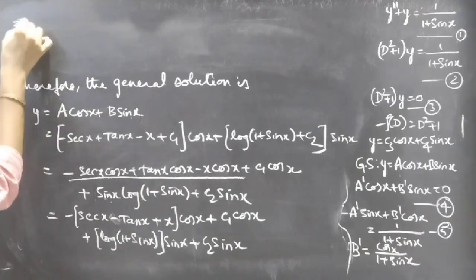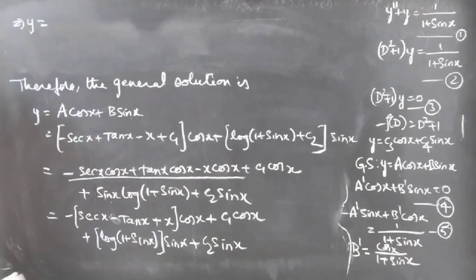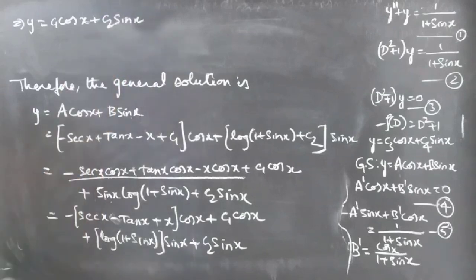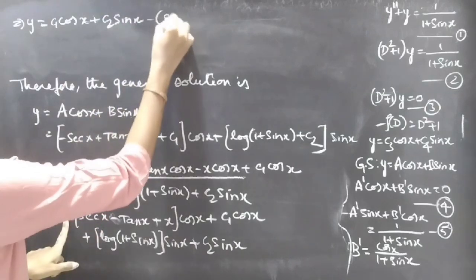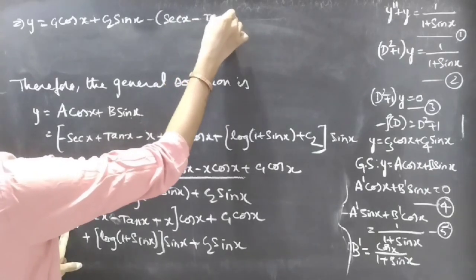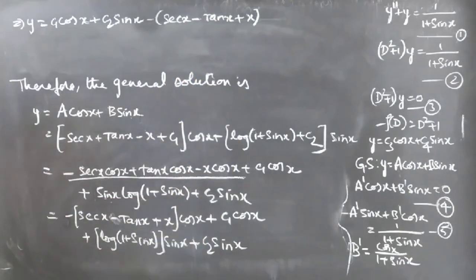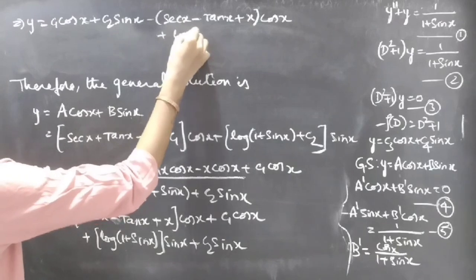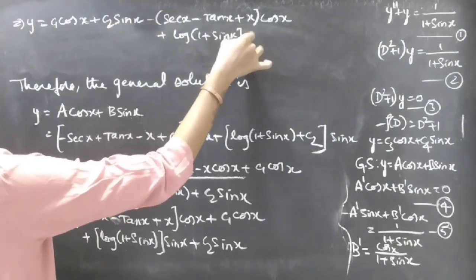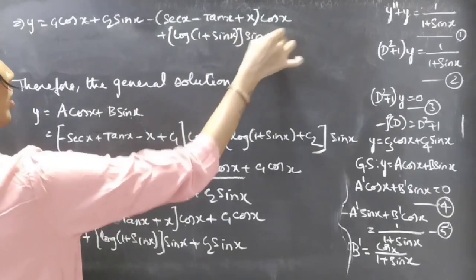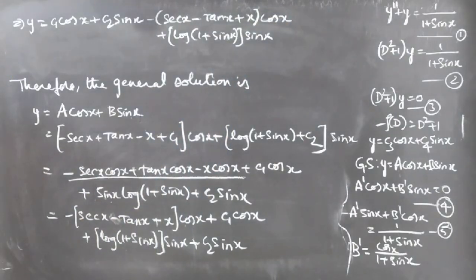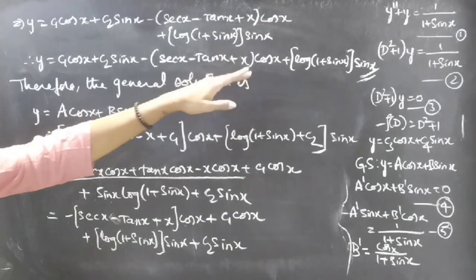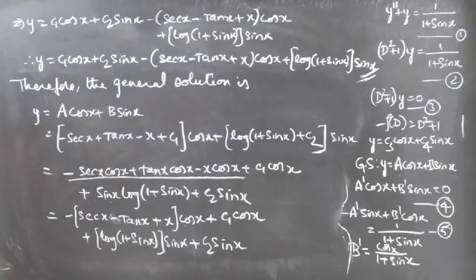This gives us y equals, write the terms involving c1 and c2 first, we'll get c1 cos x plus c2 sin x. Now write the remaining terms. I'll write minus of secant x minus tan x plus x of cos x plus log of 1 plus sin x into sin x, which is the required solution. Therefore, y equals c1 cos x plus c2 sin x minus of secant x minus tan x plus x into cos x plus log of 1 plus sin x into sin x is the required solution.